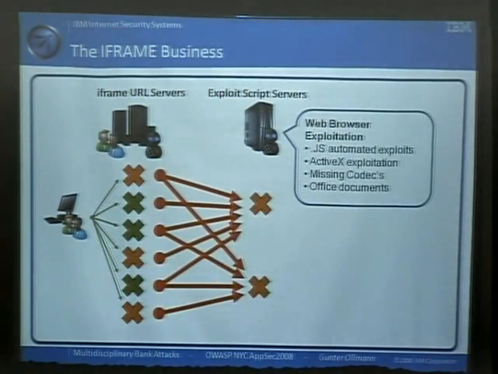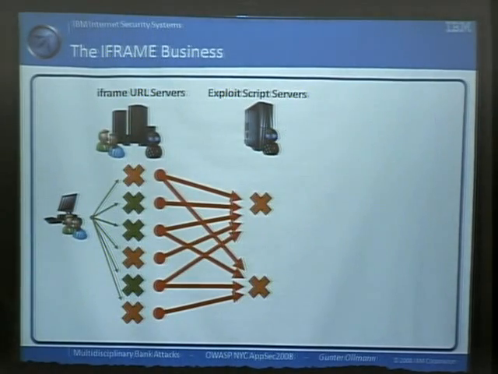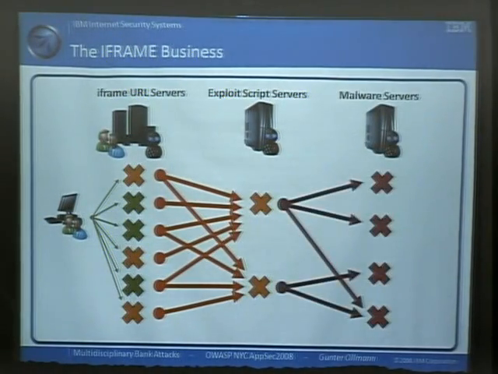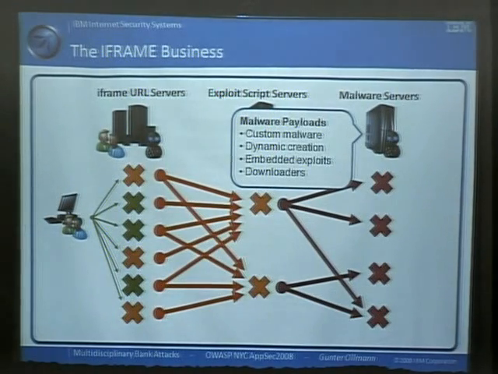This stuff then goes onto the exploit script service. So these, again, are other servers that have been compromised or are parts of botnet empires. And they are serving up the malicious JavaScript, ActiveX exploits, missing codecs, Office documents, and things like that. This is where the exploit comes in, which then connects back to the malware servers. And these malware servers are providing all the custom malware and all the banking trojans.